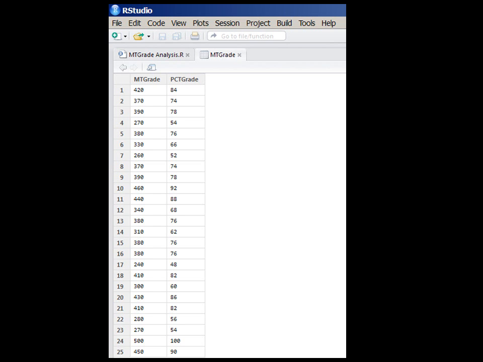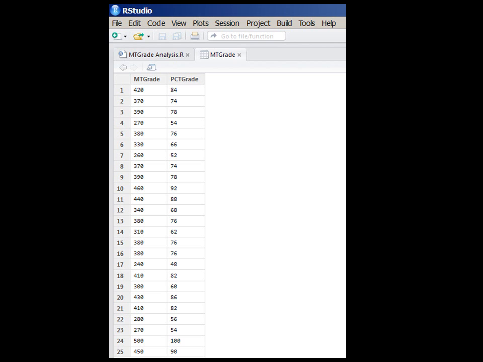The left-hand column is MT grade, and MT grade is the total number of points on the exam. So this exam had a total possible number of points of 500. That is the highest number of points that a student could have obtained on this exam. And I transformed the raw number of points into a percentage. So the percent grade in the right-hand column indicates the percent, so it ranges from 0 to 100.